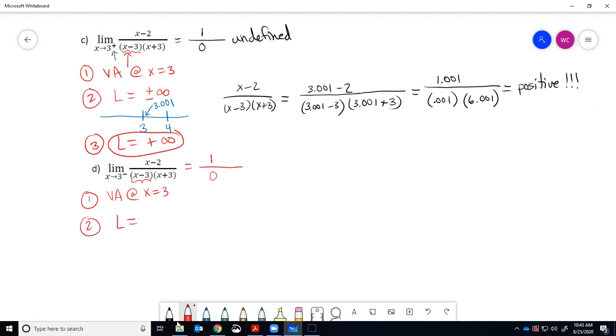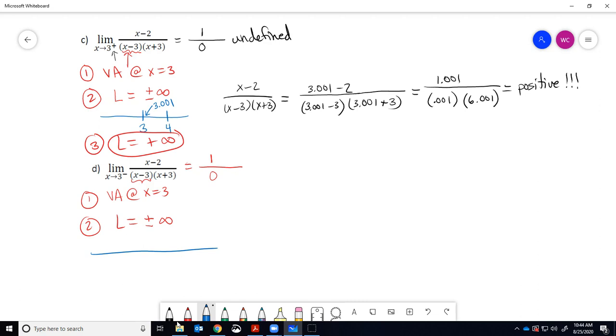Now, don't assume that because the first one was positive, the second one is going to be negative. It's not always the case. Powers can mess that up. Always test and figure out. So the limit, because we're approaching a vertical asymptote, is either positive or negative infinity. You just have to figure out which one.